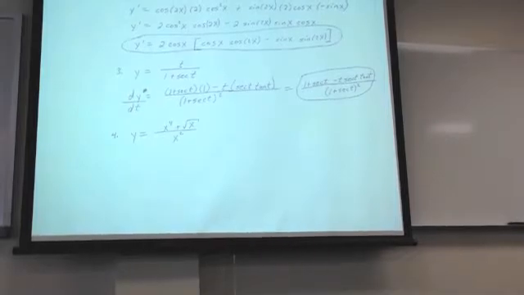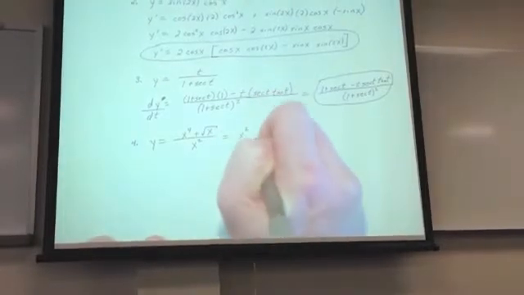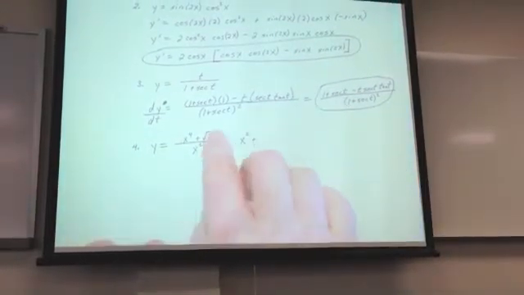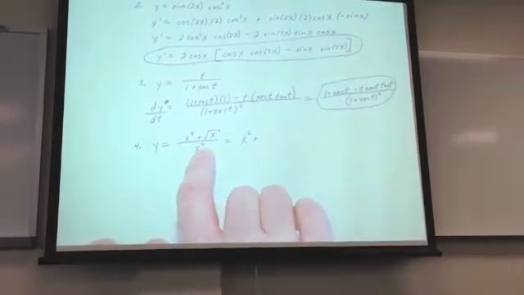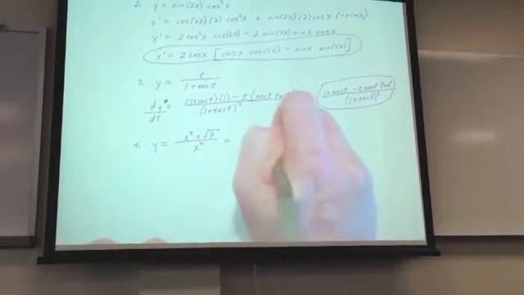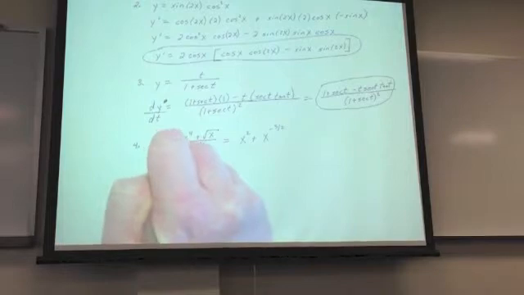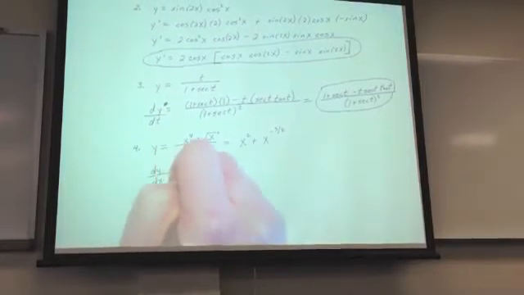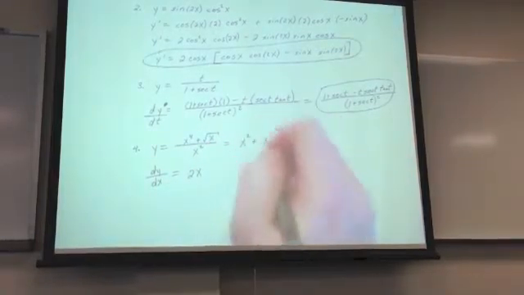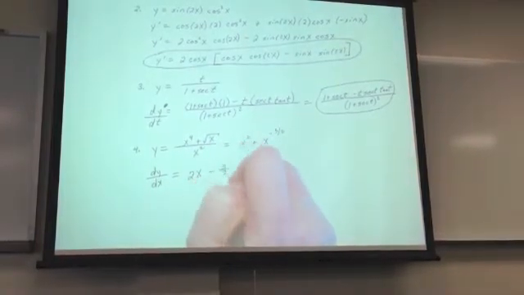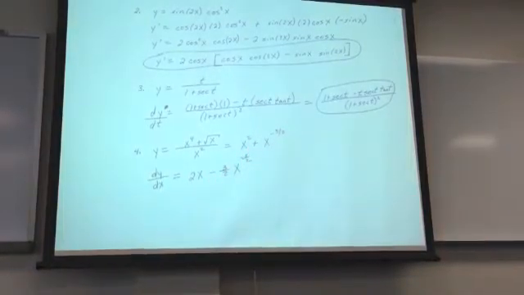So the smarter thing to do here would be to say, this is just x to the 2nd plus x to the 1/2 divided by x squared. That'd be x to the 1/2 minus 2, x to the negative 3 over 2 power. And then dy dx is equal to 2x, and then minus 3 over 2, x to the negative 5 over 2.